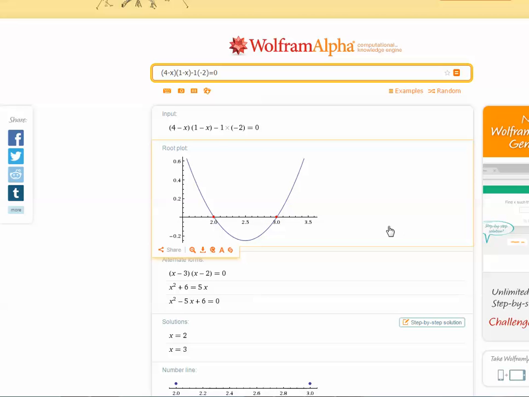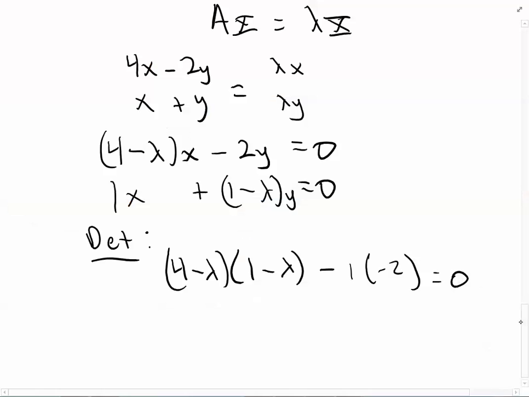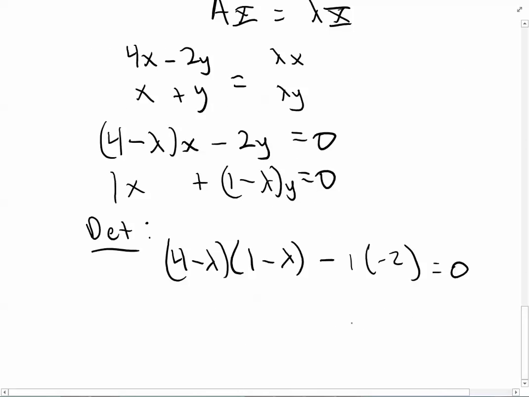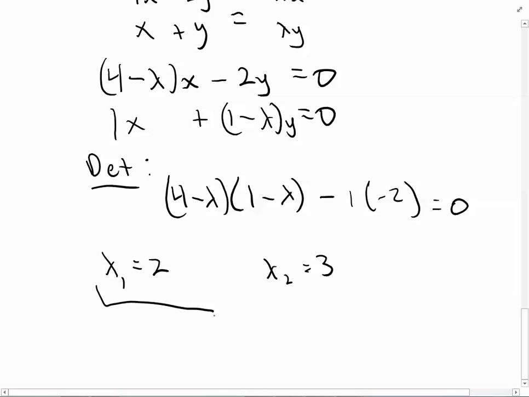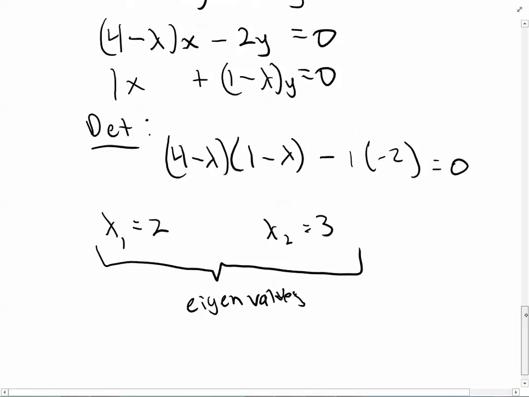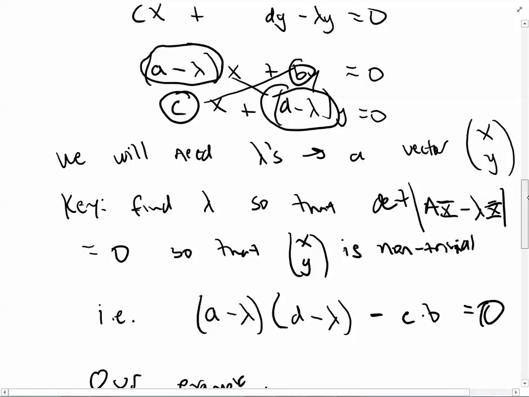Okay, so I'll just say lambda 1 equals 2, lambda 2 equals 3. And these guys are called eigenvalues. Traditionally people use lambda to denote eigenvalues. There's no other great reason. So our next step was that we will need to find lambdas, a vector, and for each lambda a vector (x, y).